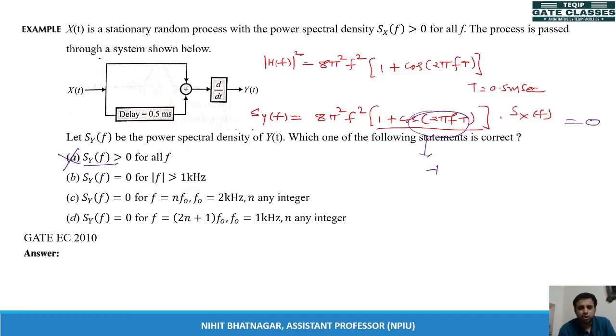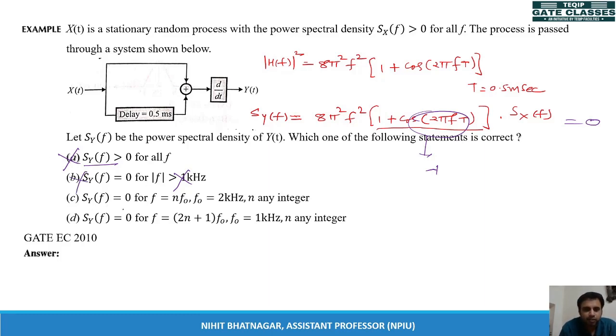This is also not true, because only at particular single values this function becomes 0, because the cos has values from minus 1 to 1. So at a particular time the value of the cos is minus 1 and this expression becomes 0, and this term comes repeatedly. But here it is in continuous form, so this option is also eliminated.